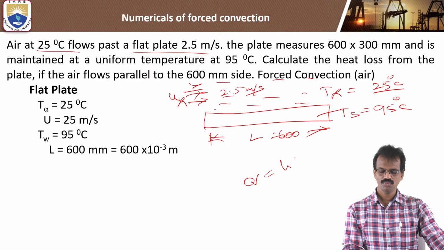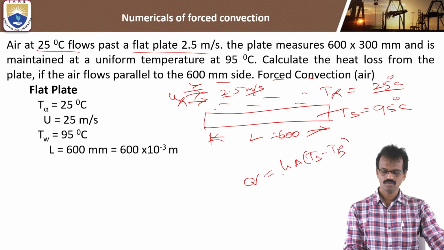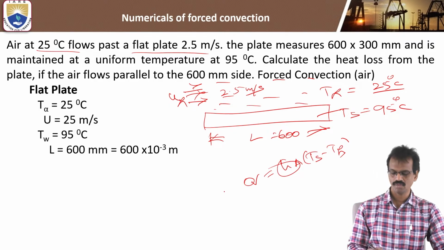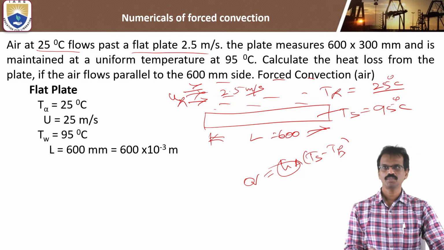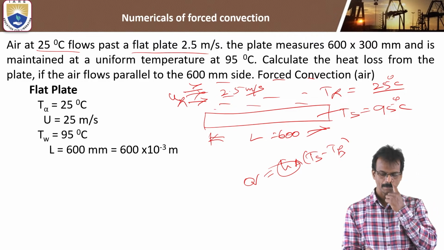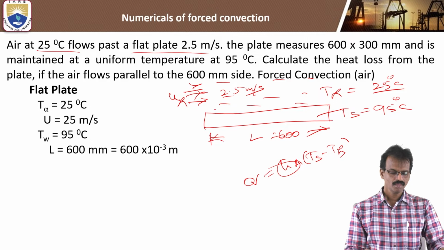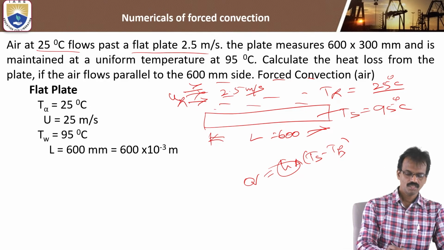You know the formula Q is equal to h area into Ts minus T infinity. Here h is very important. You have to find the h value by using the Reynolds and Prandtl values. These are the given parameters.